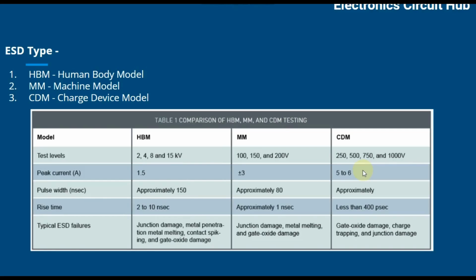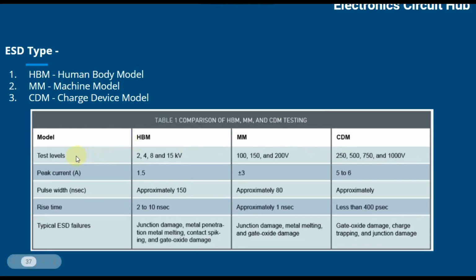Let us move ahead. What are the causes of ESD and how is ESD being generated in the system? Basically there are three models: HBM, the human body model; the machine model; and CDM, the charged device model, right? So you can see here a comparison of HBM and CDM.